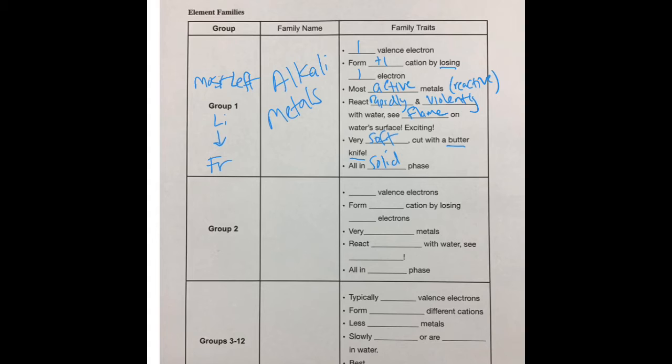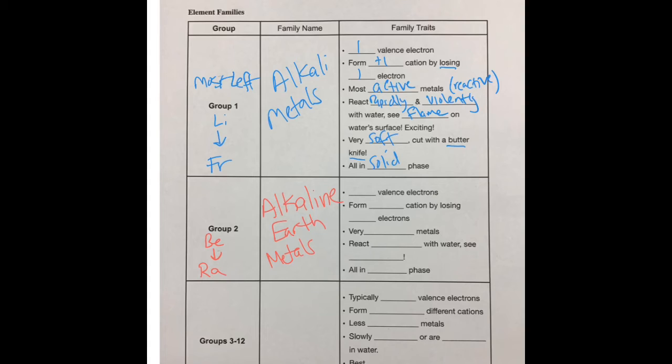Moving on to group 2. So group 2 is one position to the right of group 1. And this group starts with beryllium and it runs down to radium. So beryllium to radium. Collectively, these guys are known as the alkaline earth metals. Similar name to the alkali metals. So alkaline, and they are the alkaline earth metals.